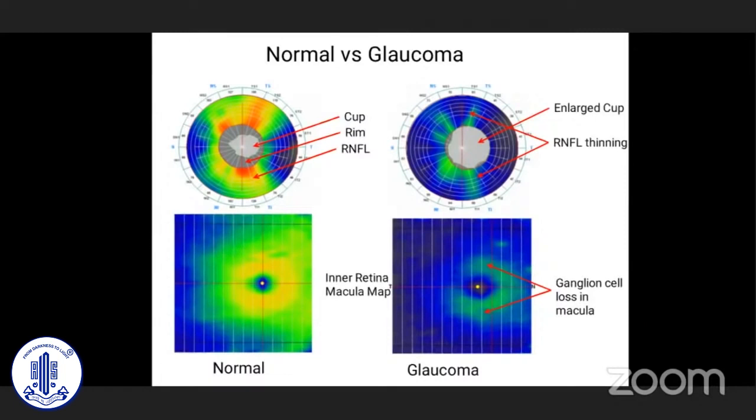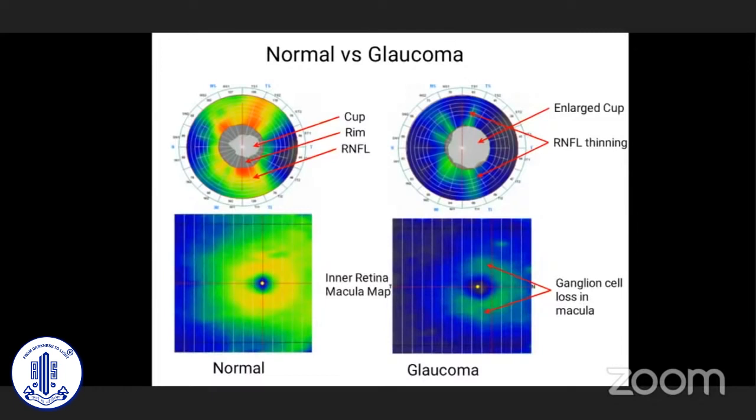Now compare this with the one on the right, where you can see the light gray area has increased tremendously. So the cup is enlarged. Correspondingly, the rim, the dark gray color, is thinned out tremendously. And this seems to be more than moderate to advanced glaucoma. Also, you will notice that the hot colors, the fire colors, have disappeared in the RNFL. So that is RNFL thinning.